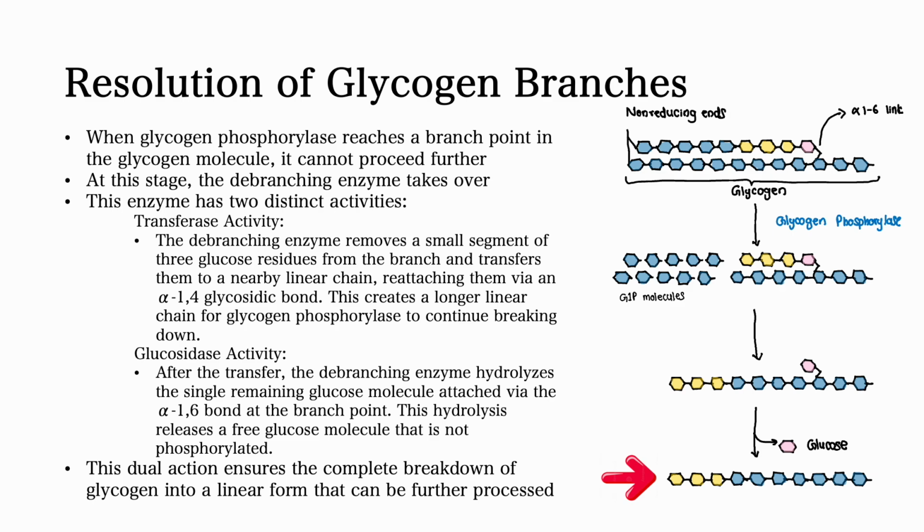Now let's consider the glucosidase activity. After the transfer, the debranching enzyme hydrolyzes the single remaining glucose molecule attached via an alpha-1,6 bond at the branch point. This hydrolysis releases a free glucose molecule, although it's not phosphorylated. This dual action ensures the complete breakdown of glycogen into a linear form that can be further processed.